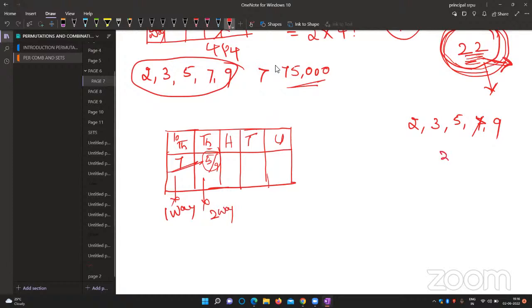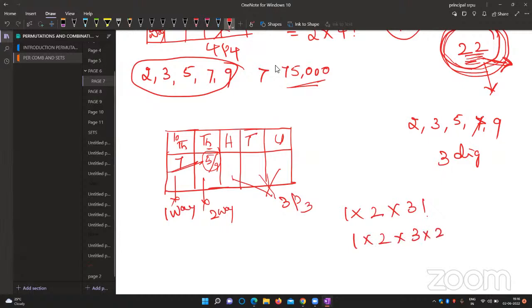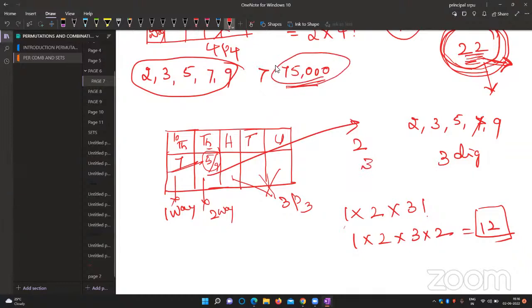Now we are left with only 3 digits, and we have to fill the remaining 3 places. Try to understand: 3P3. That is 1 way into 2 ways into 3 factorial, 1 into 2 into 3 into 2, which is equal to 12 ways. Because in this place, if I write 2 it will be 72,000, and if I write 3 it will be 73,000, but we want numbers above 75,000. That means the 1000th place can be filled by either 5 or 9, which can be done in 2 ways.